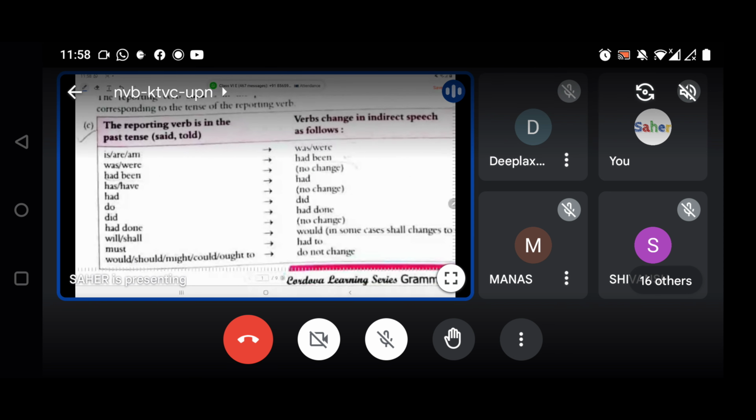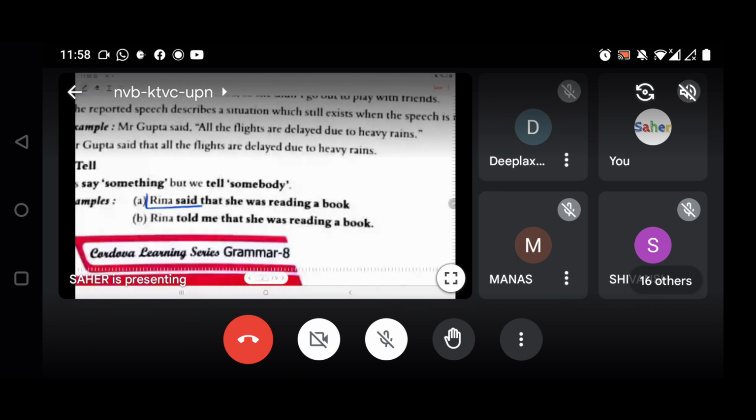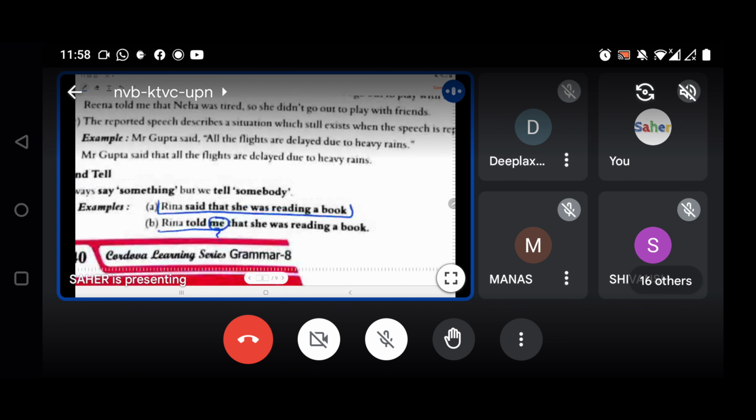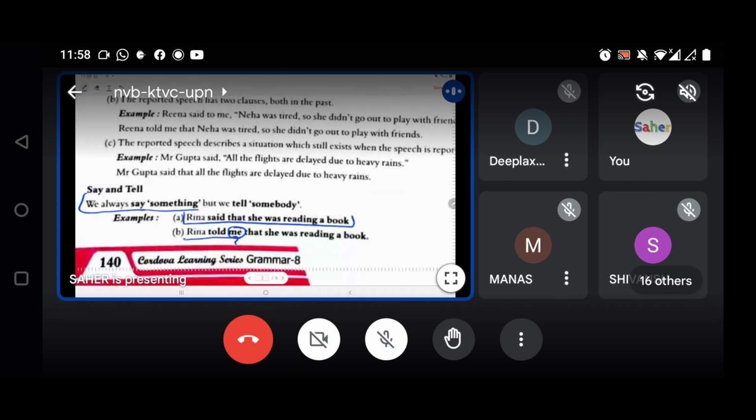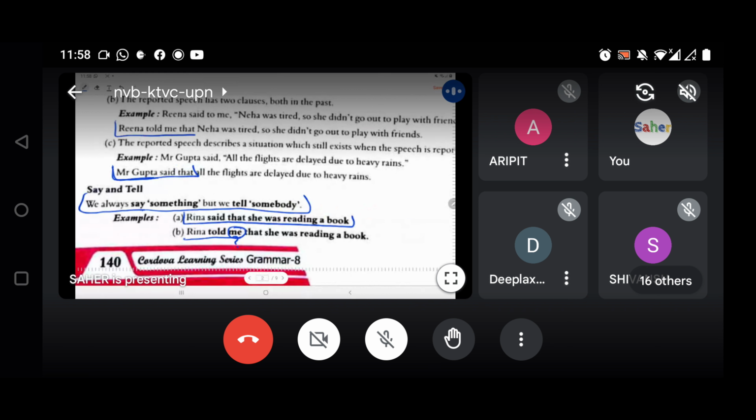I can show you some examples. Here, Reena said that she was reading a book, but Reena told me. Is there someone else here? Yes ma'am. We always say something, but we tell somebody. Getting my point? Mr. Gupta said that. Mr. Gupta said that. But Reena told me that. Told me. Understood?